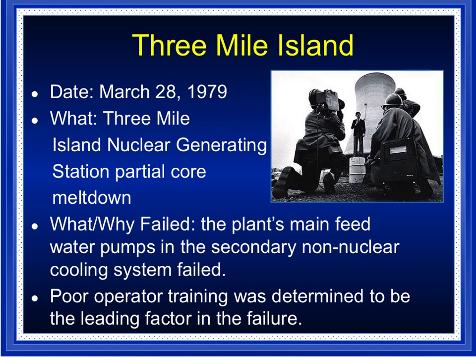3 Mile Island. So 3 Mile Island is located in the state of Pennsylvania. Date: March 28th, 1979. What happened? Well, the 3 Mile Island nuclear generating station had a partial core meltdown. What or why failed? The plant's main feed water pumps and the secondary non-nuclear cooling system failed. Poor operator training was determined to be the leading factor in the failure at 3 Mile Island.